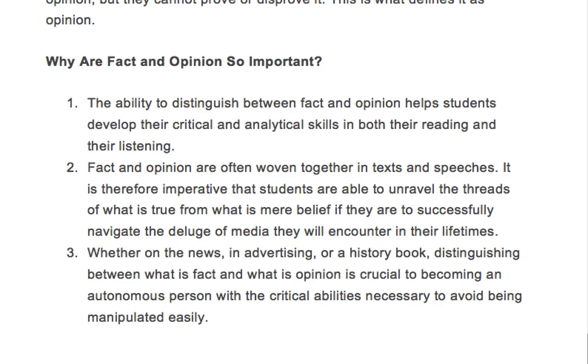If we want to think critically, whether on the news, in advertising, or in a history book, differentiating between fact and opinion is important for us to be an autonomous person. Autonomous person means someone who can think on our own. So we don't just simply read and believe, but we read, we think about it, we say, oh, this is not true, this is just an assumption, it is not factual information, so I don't really have to believe in that. So that is what we need to do so that people cannot manipulate us.